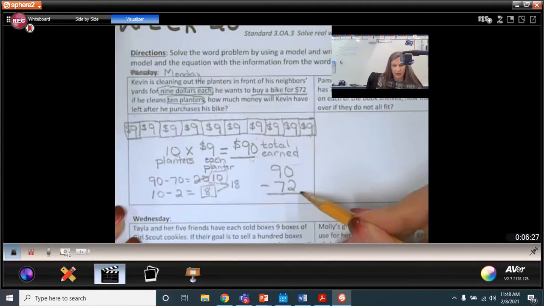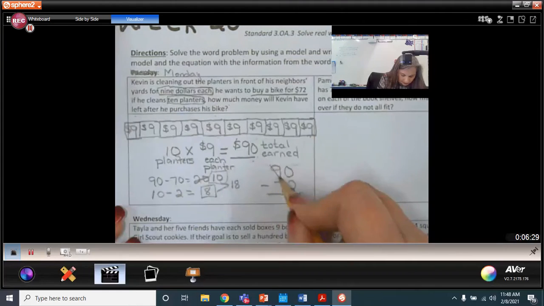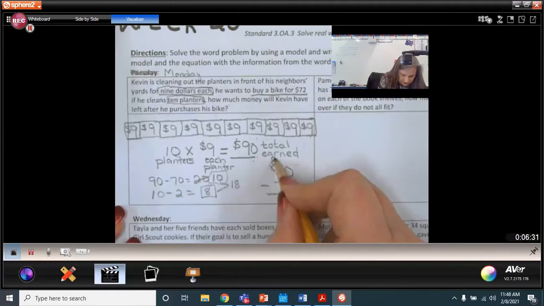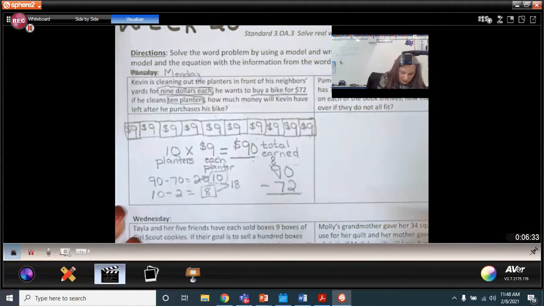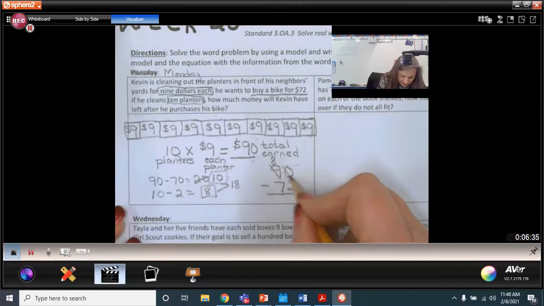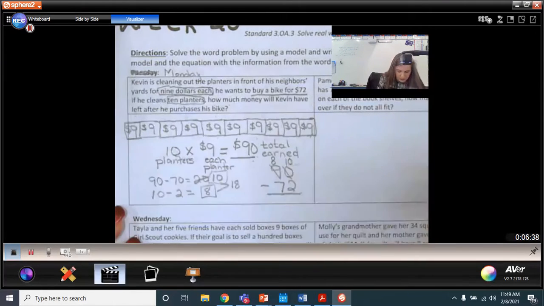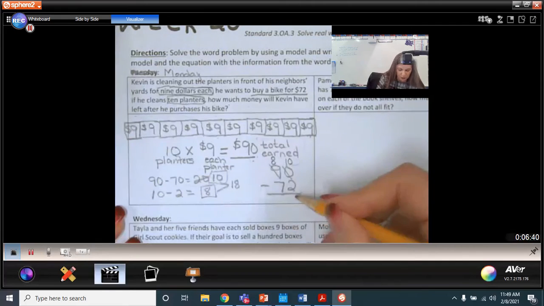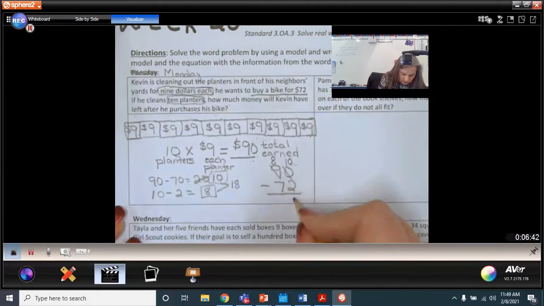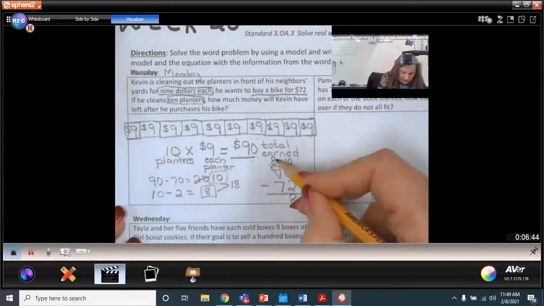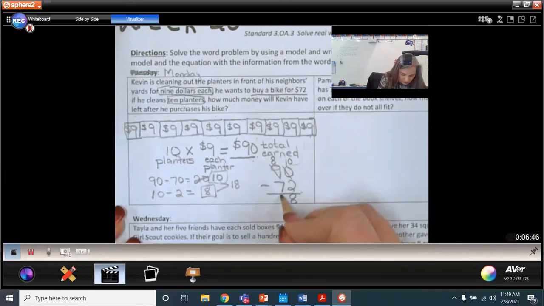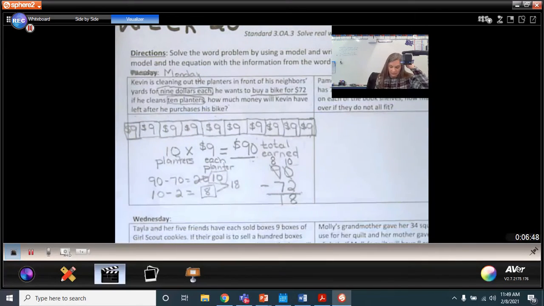Or if I use my algorithm, I borrow a 10 from the 90. That leaves me with 80. I take that 10, add it here to my ones place, and now I can subtract 10 minus 2 is 8, and 80 minus 70 leaves me with 10, so that's 18 left. So he has $18 left.